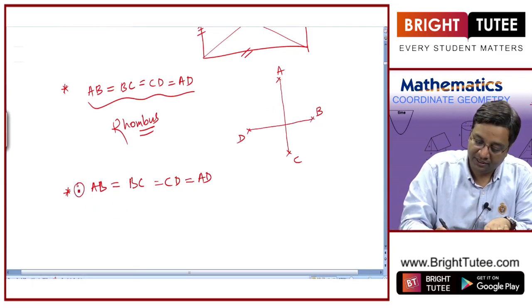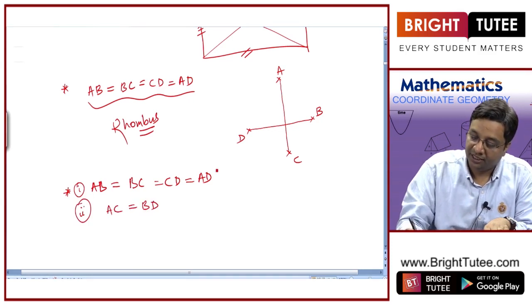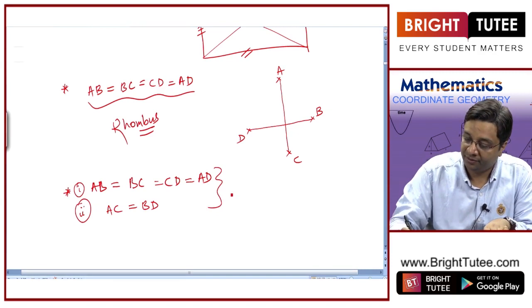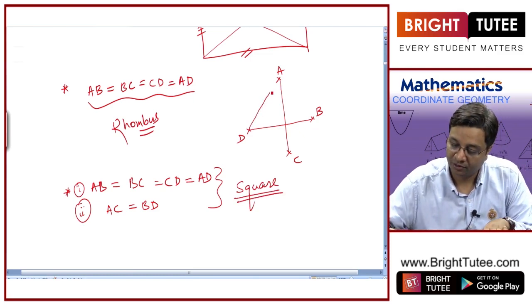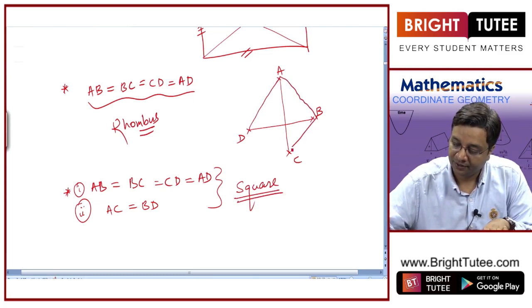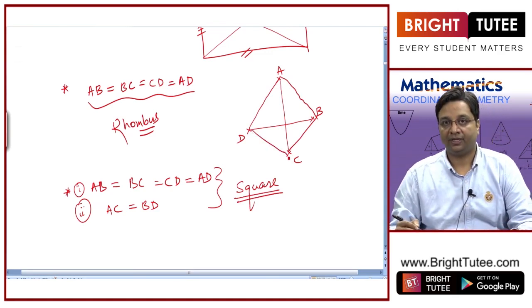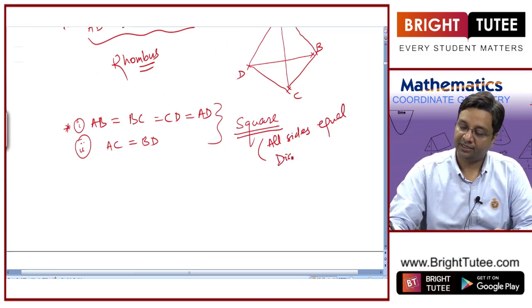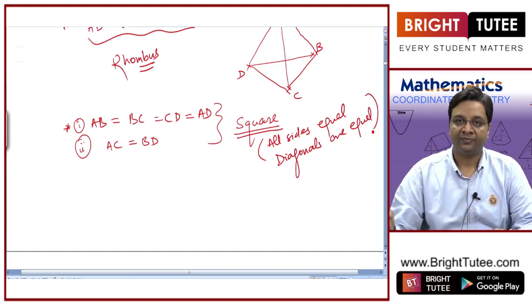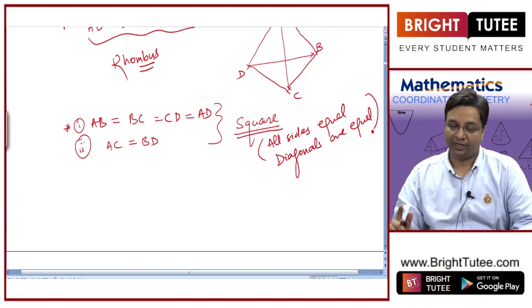This is the first condition. And secondly, I need to prove AC is equal to BD. Collectively these two conditions will tell me that this quadrilateral is a square, right? Because all sides are equal and diagonals are equal, right? So in a square all sides are equal and diagonals are equal, right? So it will become a square.